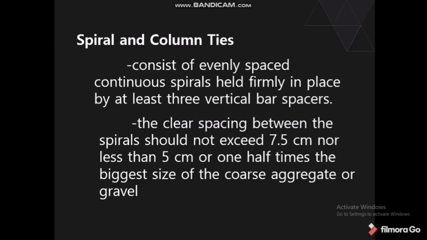Next is spiral and column ties. Spiral and column ties consist of evenly spaced continuous spirals held firmly in place by at least 3 vertical bar spacers. The clear spacing between the spirals should not exceed 7.5 cm nor be less than 5 cm or 1 1/2 times the biggest size of the coarse aggregate or gravel.